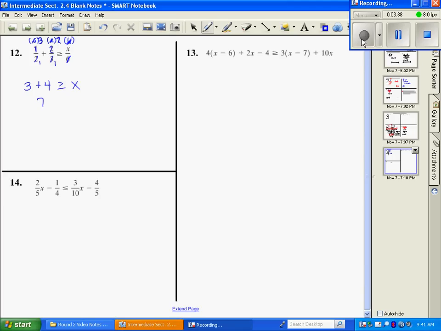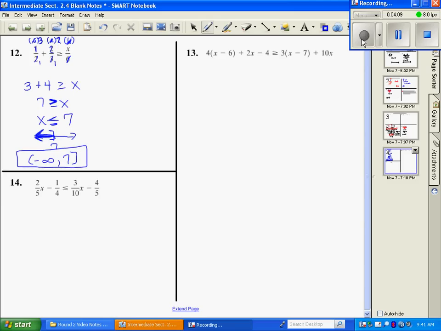Now we just solve. So 7 is greater than or equal to x. I always like to put my variable on the left, so I just like to rewrite it. Arrow points to the x. Make sure when you rewrite it, you don't change the value. A quick sketch of this would be a bracket on the 7 and less than. So interval notation is going to be negative infinity to a 7 with a bracket.